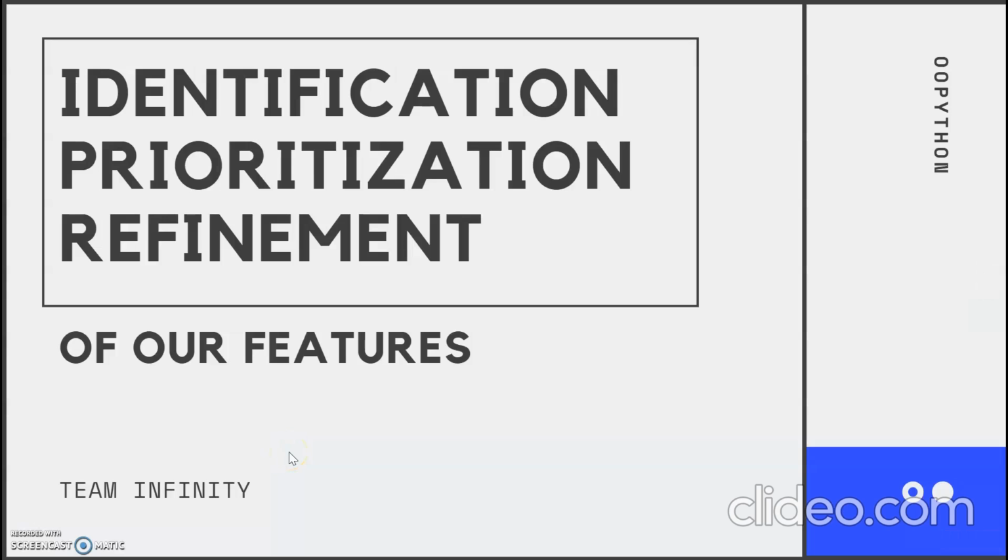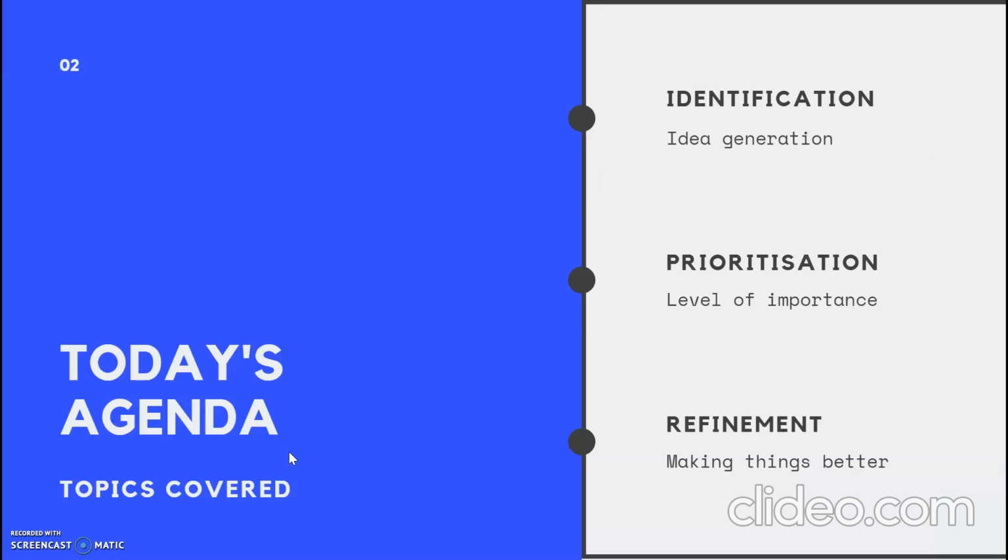My name is Avon, and I will bring you through the identification, prioritization, and refinement of the features that we've implemented for our project, OO-Python. In today's agenda, we'll be looking at three main points: identification, which is the idea generation phase of our project; prioritization, which is classifying the features according to their level of importance; and lastly, refinement, which is making these features better. We'll be looking at the more important features that we have implemented.